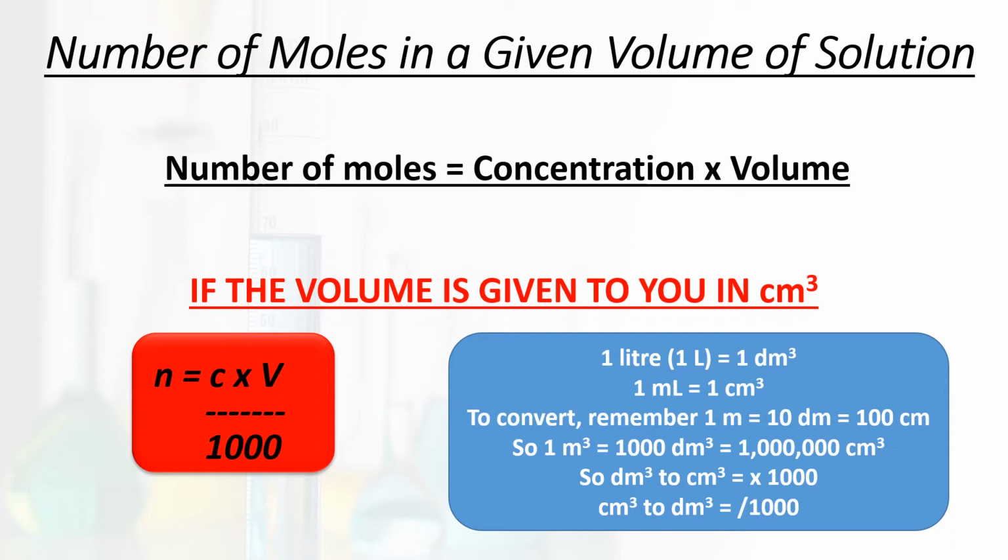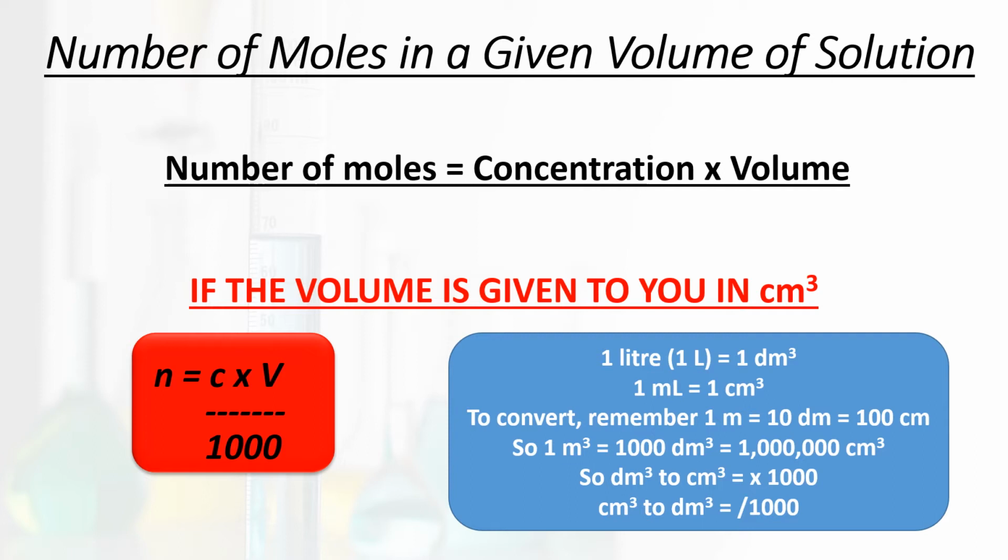And so there are a couple of ways to remember how to do this. The first is to remember that 1 litre is the same as 1 decimeter cubed, and that 1 milliliter is the same as 1 centimeter cubed. And so therefore, the difference between a litre and a milliliter is timesing by 1,000, or dividing by 1,000. It's 1,000 difference. And so to convert from decimeters cubed into centimeters cubed, we times by 1,000. To convert from centimeters cubed to decimeters cubed, we divide by 1,000.